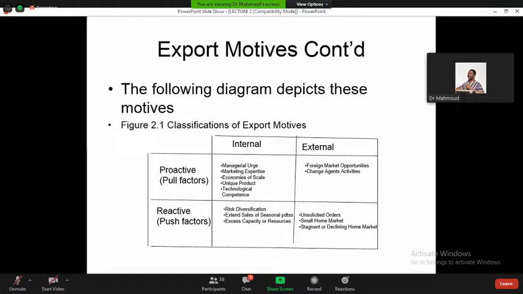Now, let's start with the internal factors. If you look at the internal factors, we have the managerial edge, marketing expertise, economies of scale, unique products, technology tendencies. So these are proactive. Managerial edge is management. I'm explaining them one after the other.